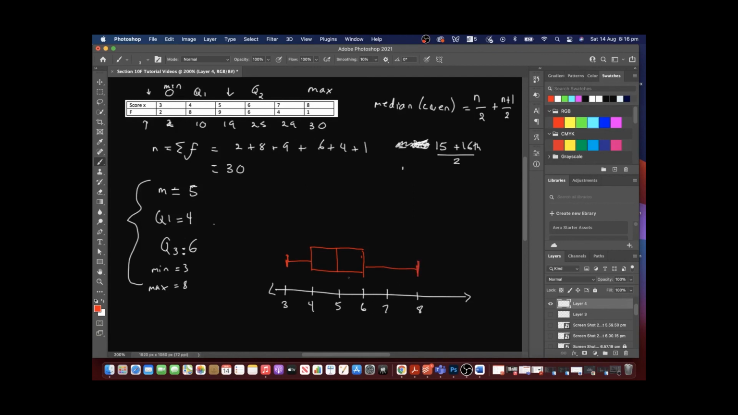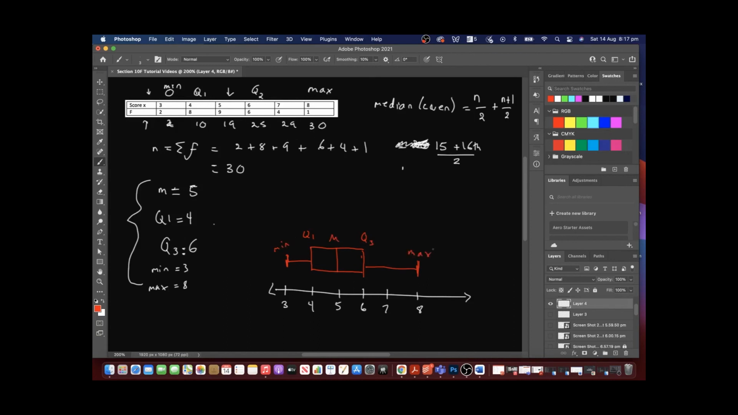And what can we say about the data? Well, it seems it's slightly positively skewed, and the data ranges from 3 to 8, and 50% of the data is between 4 and 6. Q1, Q3, median, and min and max.